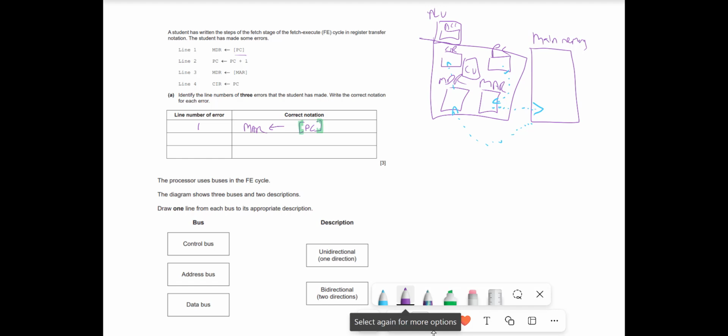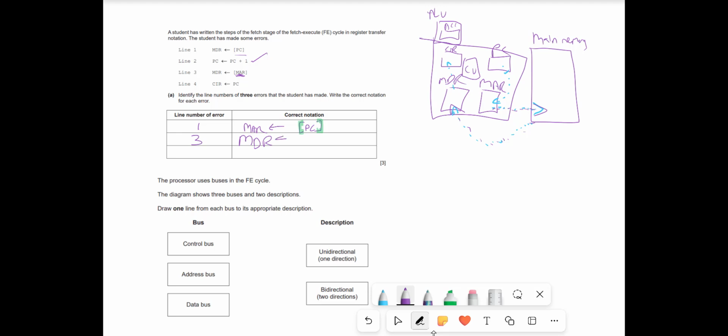Line 2, program counter goes up by 1. That is fine. The program counter will increment. We're then saying on line 3, we're going to take the contents of the MAR and put it into the MDR. Well, we know that it goes from the MAR, and we need to get the contents first from the RAM, the main memory, and then the data bus puts it into the MDR. So that's an issue, and I'm going to explain why now.